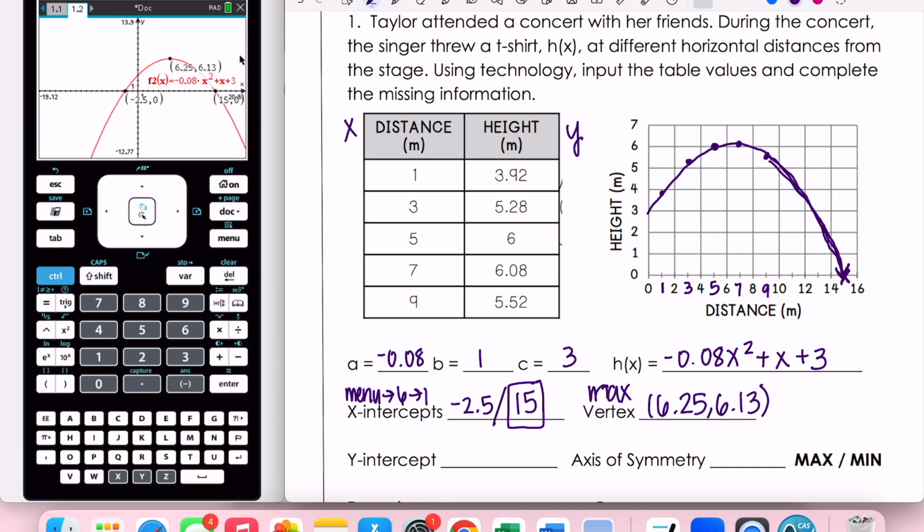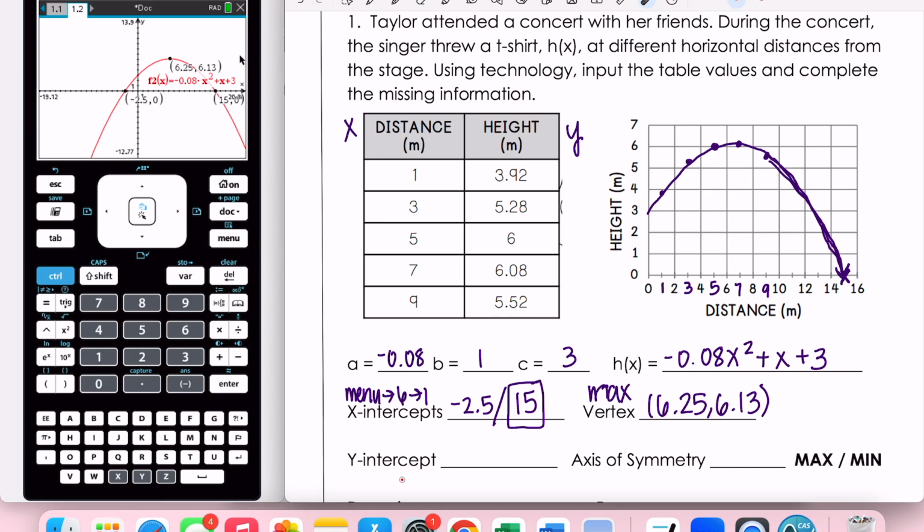Now guys, what does our vertex represent here? Well, again, my x value is meters. So after traveling 6.25 meters, the t-shirt will be at a height of 6.13 meters. That is what this point, our vertex, represents.